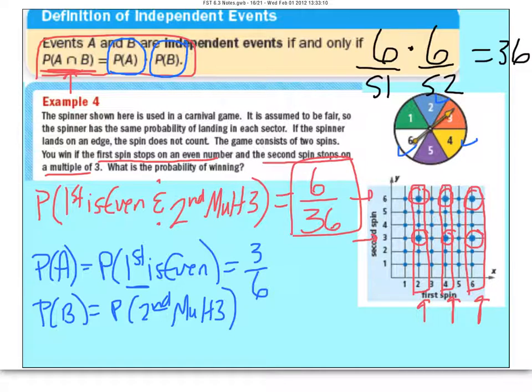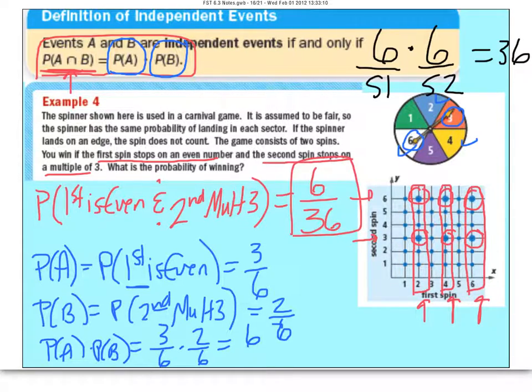So if we do the second spin, a multiple of 3 would either be the 3 or the 6, so that would be 2 out of 6. So now what I'm going to do is take the probability of A and times it by the probability of B. That's 3 out of 6 times 2 out of 6, and that gives us 6 out of 36.